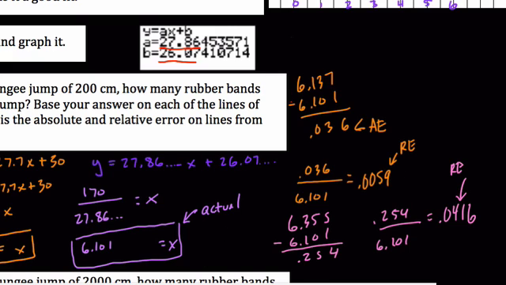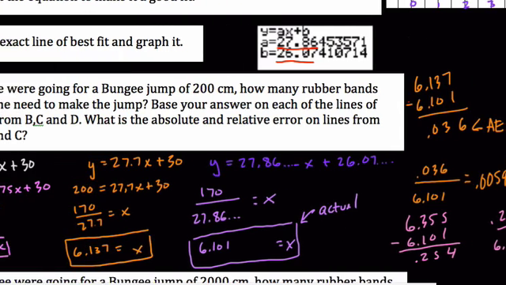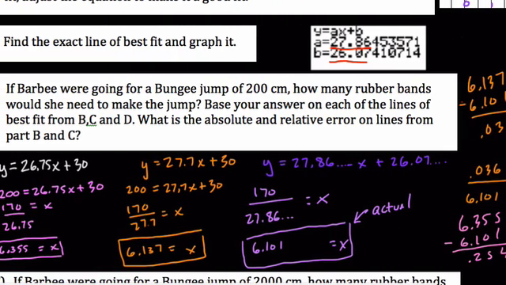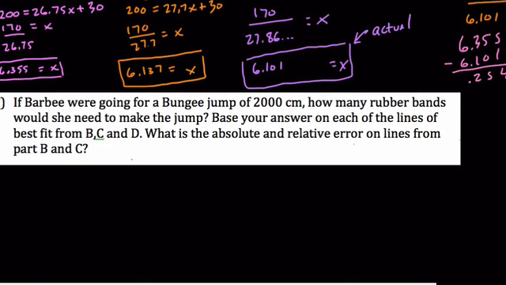So on a small scale, the relative error is tiny. In fact, it's not even a full rubber band away. But over 2,000 centimeters, these things will matter a lot more. That's something I want you to reflect upon and think about and calculate on your own. I just want to help you get started on this project, to think about how these numbers are changing your results over time.